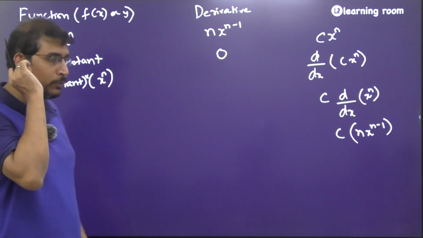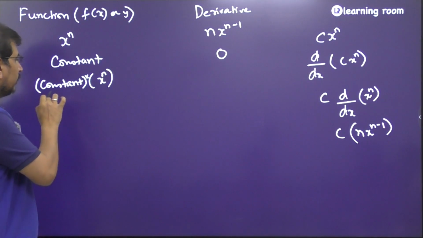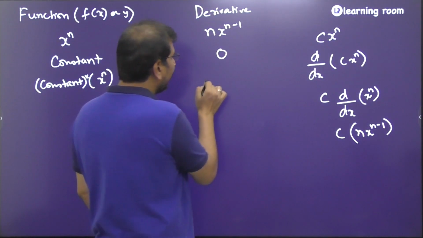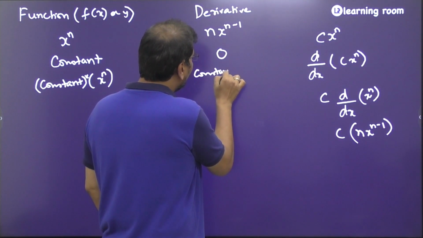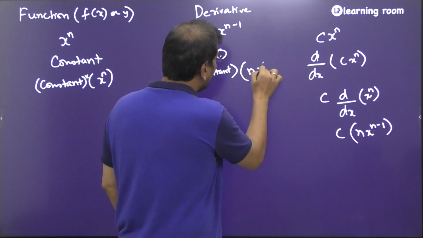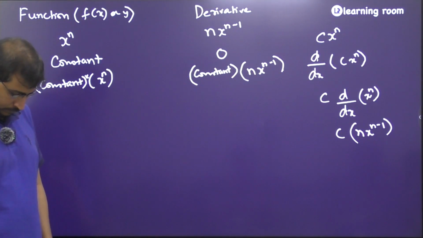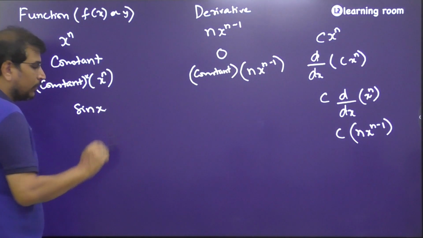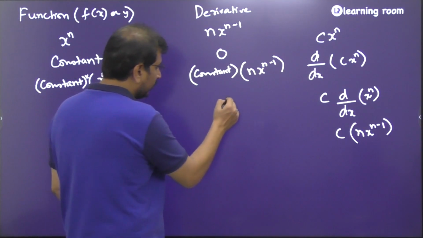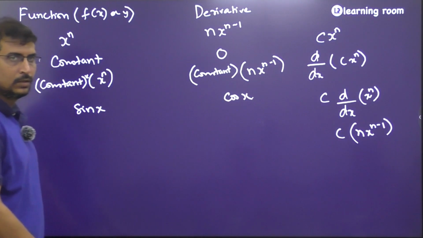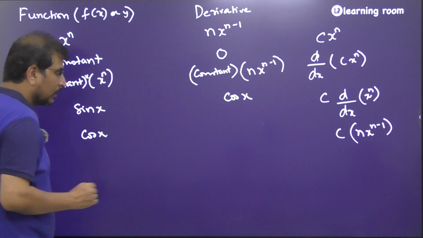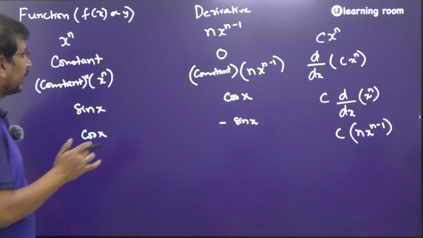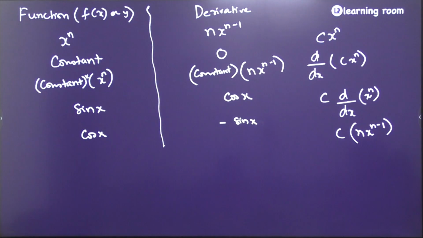As of now, I'll use an into mark, but going forward, I'll not use it. Into, basically, we use it only for cross products. Whenever you have a bracket, into a bracket, it is like one value multiplied with the other. So the answer here is going to be the constant multiplied with n x power n minus 1. Am I clear with this? Then the derivative of sin x is cos x. And the derivative of cos x is minus sin x. As of now, make a note of these values. Till this step, is it clear?